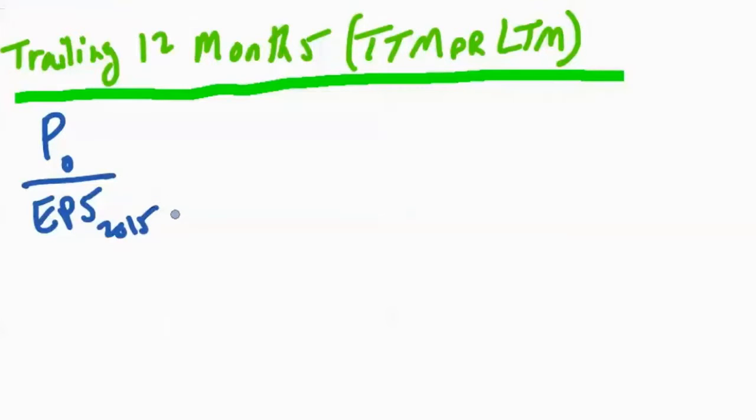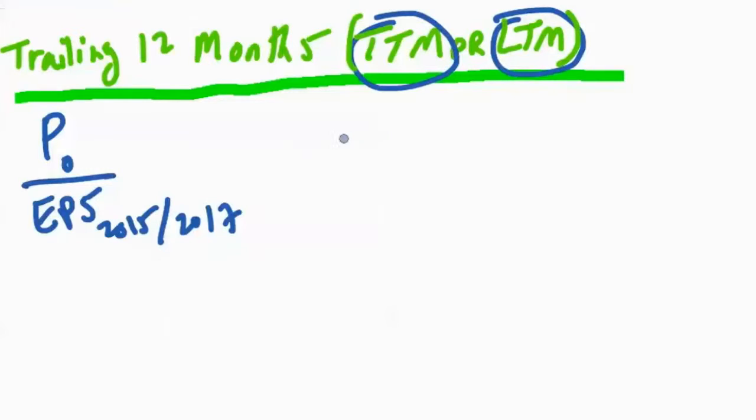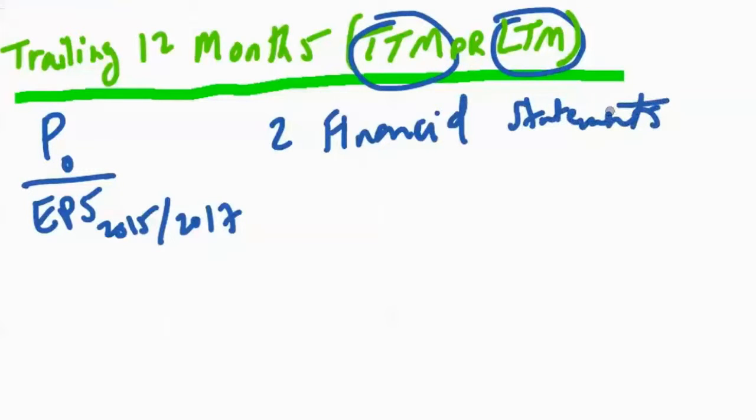Let's say that we have earnings per share for 2015, or we can also calculate for 2017. But we're talking today about trailing 12 months or the last 12 months, so we'll look at the historical numbers. How are we going to be calculating this? Okay, let's first assume that we have only a couple of financial statements. Actually, all you need is two financial statements. Okay, you just need one.